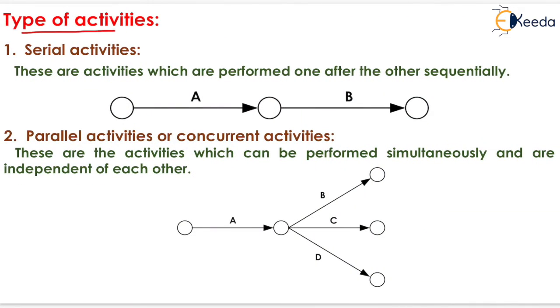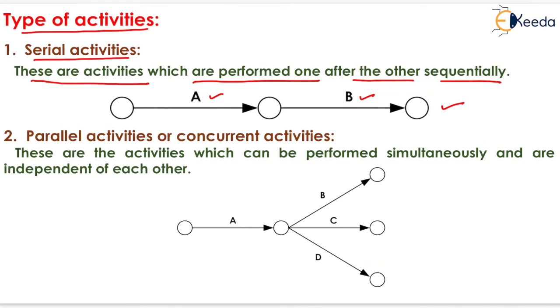Now types of activities. The first one is the serial activity. These are activities which are performed one after the other sequentially. It means that in serial activities we perform the activities one after the other in a sequential manner, which is shown here. That is, activity B will start when activity A is finished. The second one is parallel activities or concurrent activities. These are activities which can be performed simultaneously and are independent of each other. It means that we can perform parallel activities simultaneously, which is shown here, that is B, C and D.